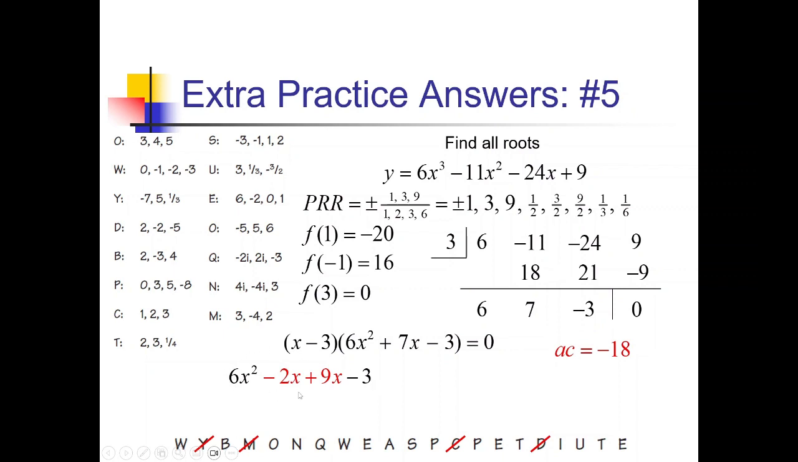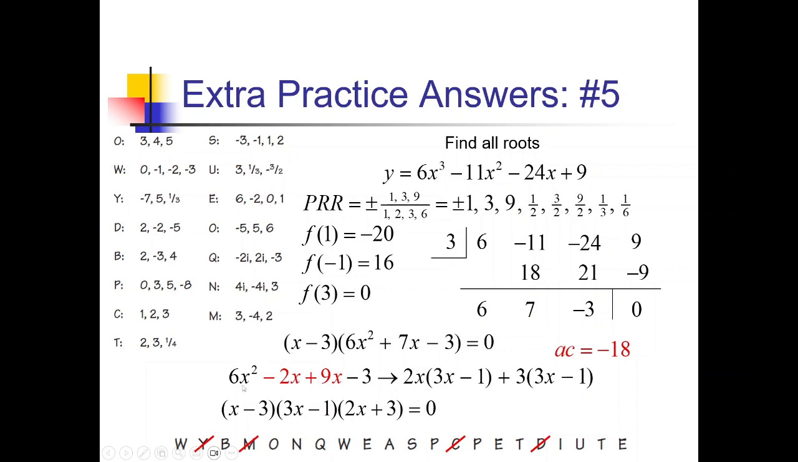For my first two terms, I can take out a 2x, leaving me with 3x minus 1. For the next two, I can take out a 3, leaving me with 3x minus 1. So I've got the x minus 3 I took out earlier. I've now got a 3x minus 1 that I can take out as a common factor. And then I have my leftovers of 2x plus 3 as well.